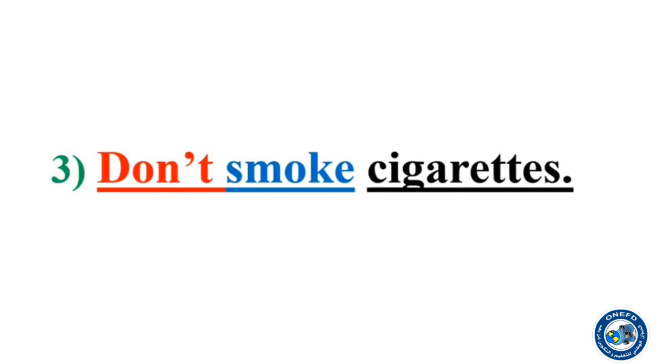Let's take sentence 3. Don't smoke cigarettes. Also, this sentence starts with a verb. Don't smoke is a verb. After the verb, there is an object, which is cigarettes. So, there is a verb plus an object, and this sentence is negative. Negative form, because it starts with the expression don't. Smoking cigarettes is a negative habit.